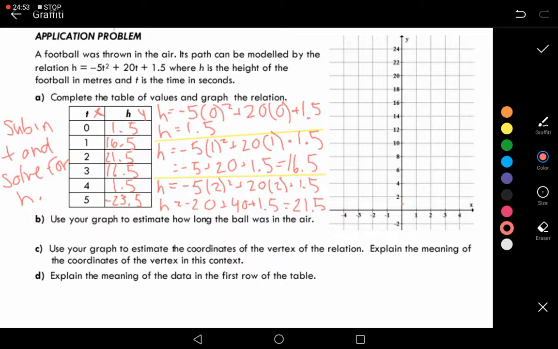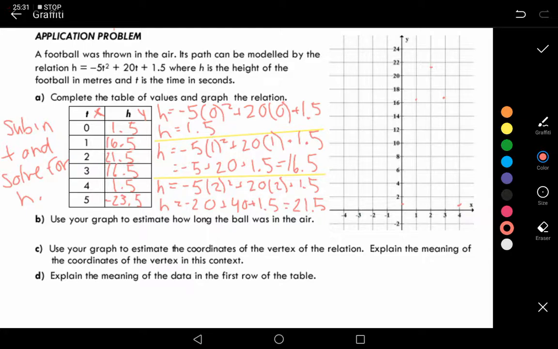1, 16.5, somewhere around there. 2, 21.5, approximately there. 3, 16.5, so we're back at that 16.5. 4, 1.5, so that's down back over here. Okay, and then 5, negative 23.5, we just can't plot because we don't have that on our graph.